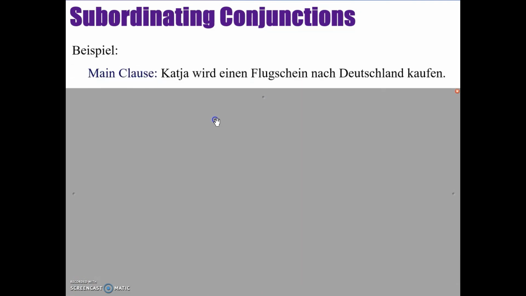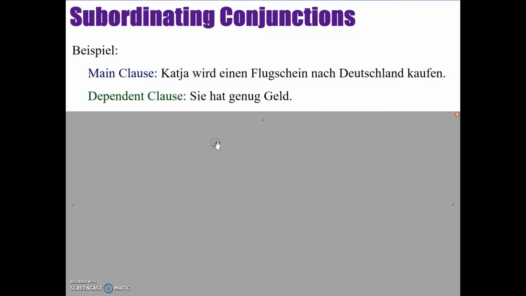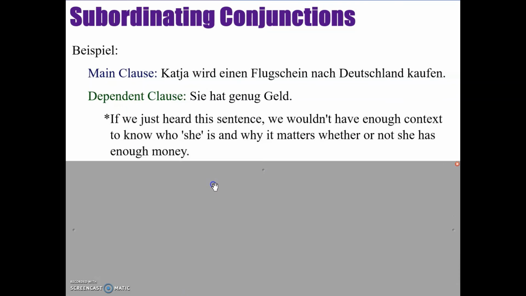Another example, a main clause we have, Katja wird einen Flugschein nach Deutschland kaufen. She is buying a ticket to Germany. Dependent clause, sie hat genug Geld. She has enough money. Again, if we just heard this sentence, she has enough money, we don't have enough context to know who she is and why it matters whether or not she has enough money.